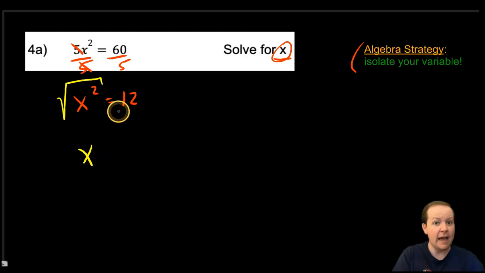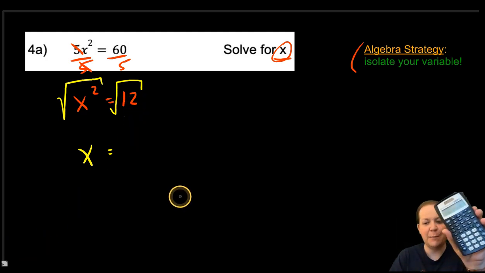But, again, whatever I do to one side of the equation, I have to do to the other. So I'm just left with x on the left-hand side, but on the right-hand side, I need to use my calculator. I don't know what this is off the top of my head. I need to find the square root of 12.